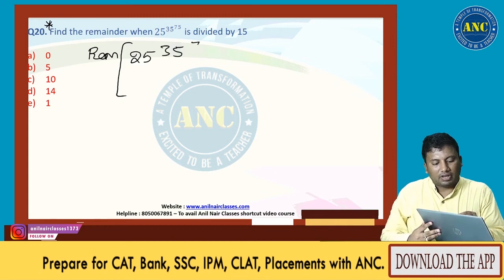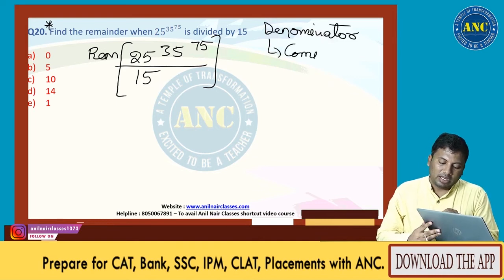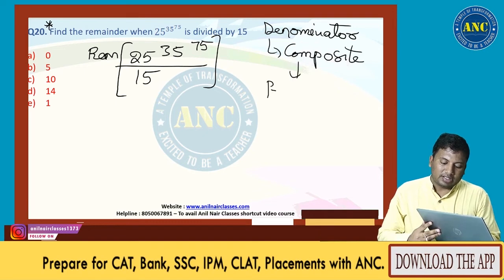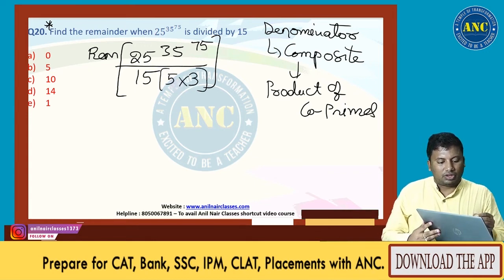Remainder of 25 power, 35 power 75 divided by 15. Whenever the denominator is a composite number, write it as a product of co-primes. 15 is nothing but 5 into 3.